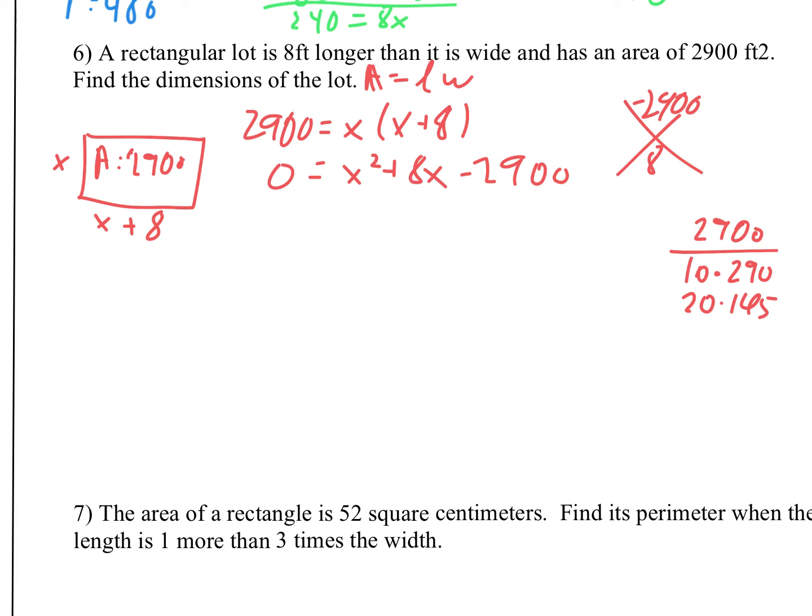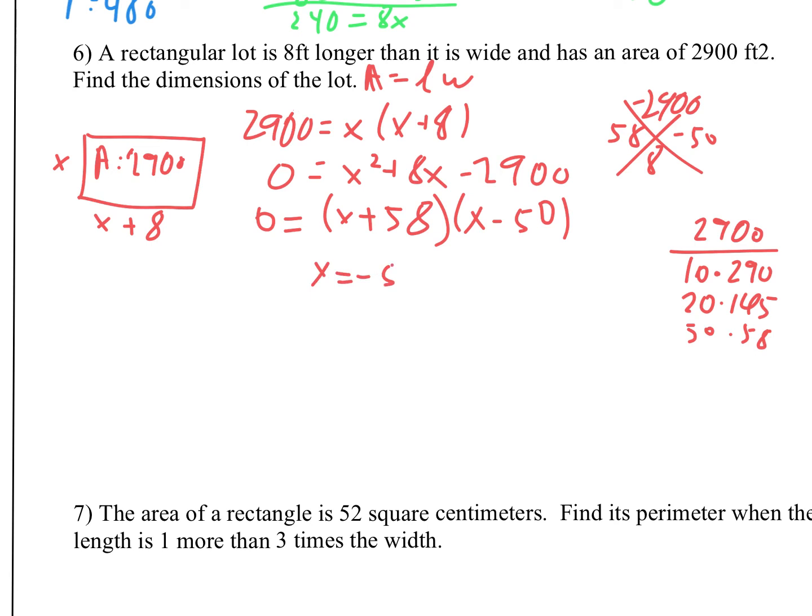2,900 divided by 40 is a decimal. 2,900 divided by 50, though, is 58. And so that will work if I do a 58 and a negative 50. Now, we have no number in front of the x squared, so I can go ahead and use my shortcut here. So I can write x plus 58 and then x minus 50. Okay, so that means that x could equal negative 58, x could equal 50.